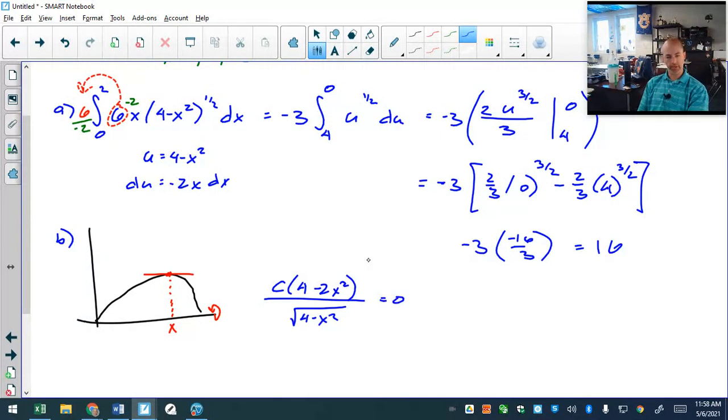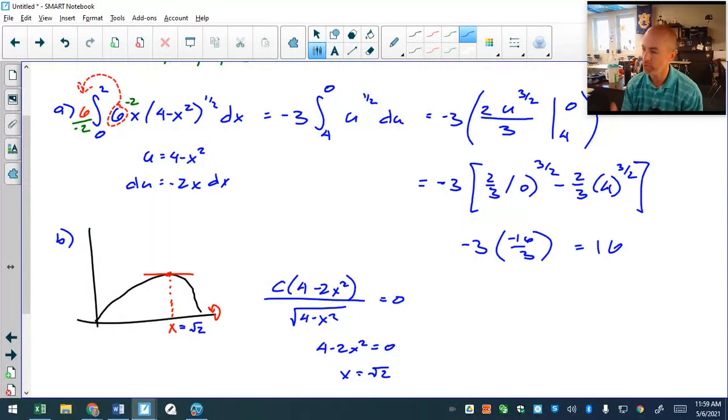And that occurs when 4 minus 2x squared is 0, which is going to happen when x is the square root of 2. Technically, negative square root of 2 is in there as well. However, we are in the first quadrant. So we now know this is happening at the square root of 2.